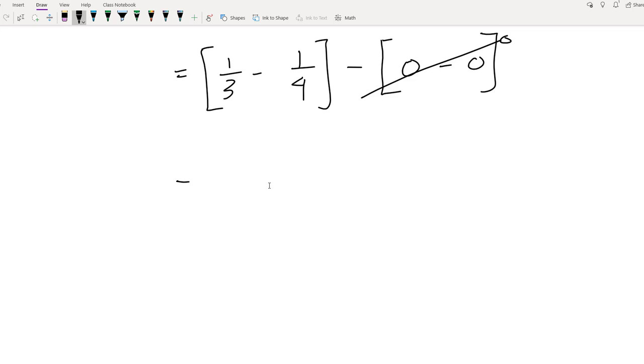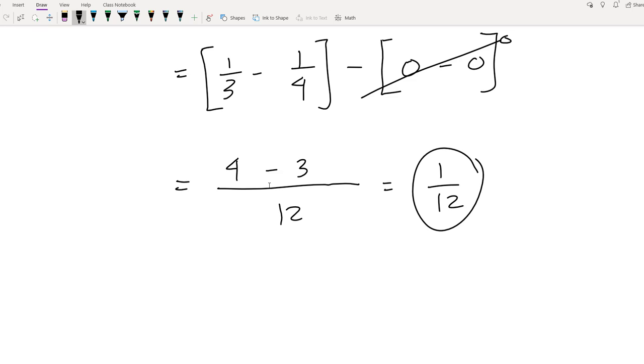Let's demonstrate it using the basic fractions. Get the LCD, that is 12. 12 divided by 3 is 4, times 1 would be 4. 12 divided by 4 is 3, times negative 1 is negative 3. So this is equal to 1 over 12. This is the answer for our definite integral.